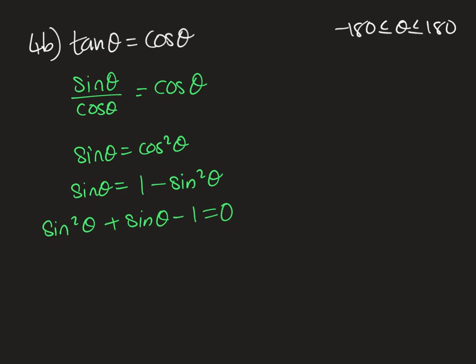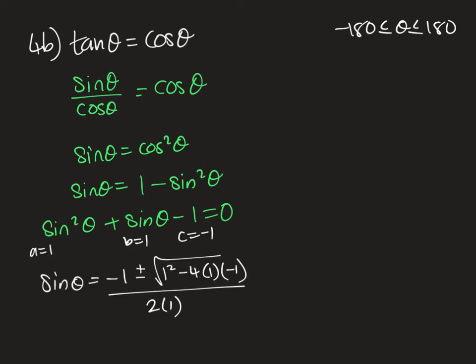Wherever we've got a quadratic trig function, we solve it as we would do any other quadratic. If it will factorise, factorise. This one won't, so I'm going to pop it in the quadratic formula. So for this equation we get sin theta is negative 1 plus or minus square root of 1 squared minus 4 times 1 times negative 1, all divided by 2.